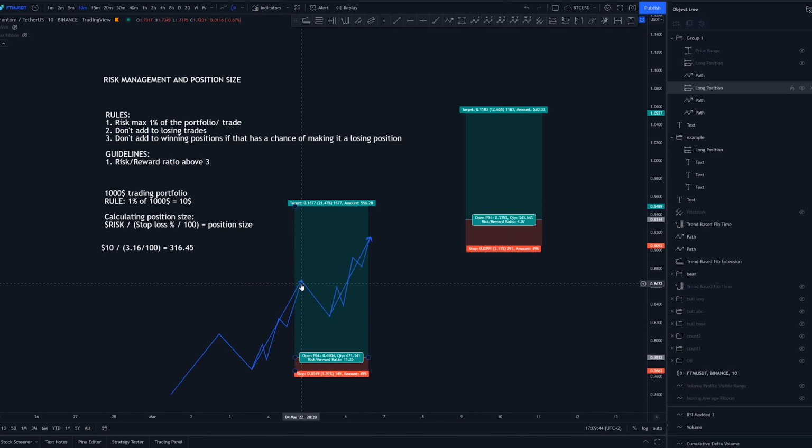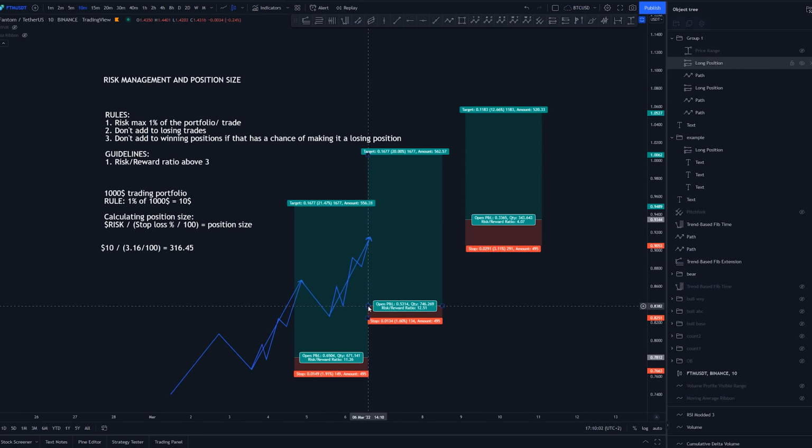Then later on you see the 5 waves finish here, you see a 3-wave pullback, and again 5 waves up and 3 waves down is coming. So now you're thinking, can I add to this position? You evaluate it again. Let's make this a bit smaller, and you would have the stop below this low. You have a good risk to reward ratio, you've got a certain stop loss percentage, you can calculate your position size accordingly.